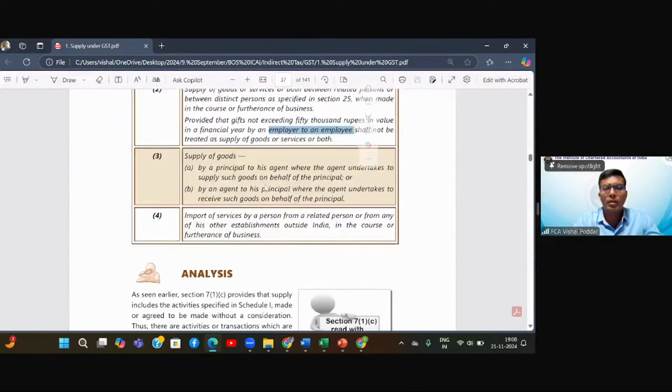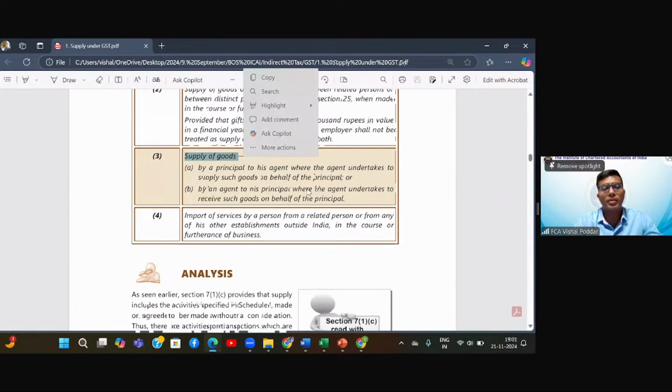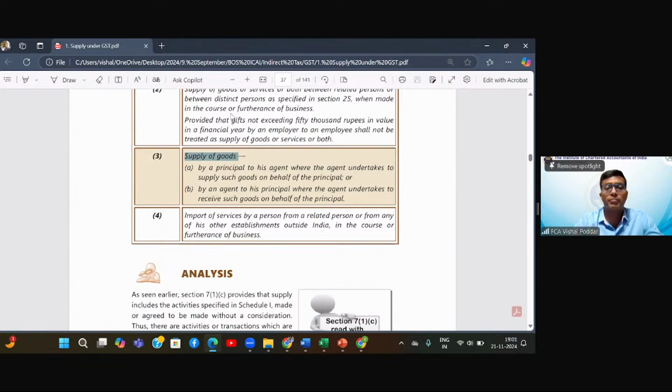Next, third scenario is, अब this scenario covers only goods. अब कौन सा केस है सप्लाई ऑफ गुड्स में? जहां पे प्रिंसिपल एजेंट को गुड्स दे रहा है या एजेंट प्रिंसिपल को दे रहा है, and it is again done without consideration. In that particular case where principal sends the goods to agent or agent sends the goods to principal, it will be considered as supply.